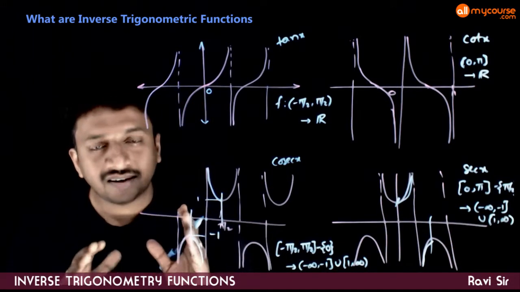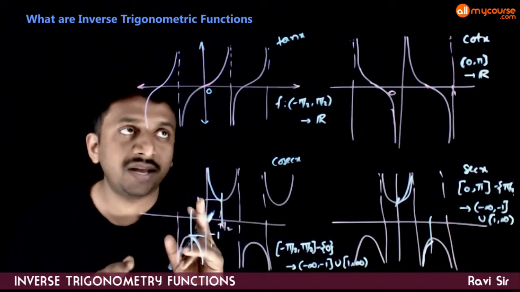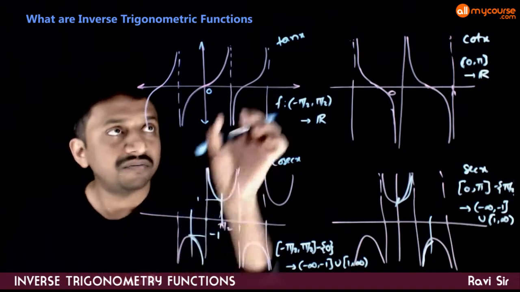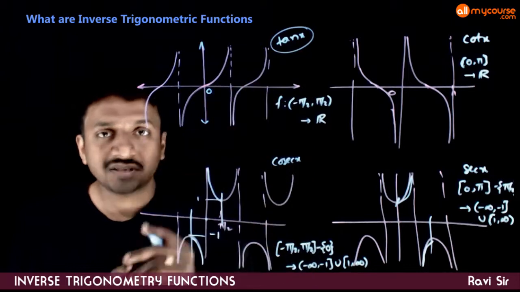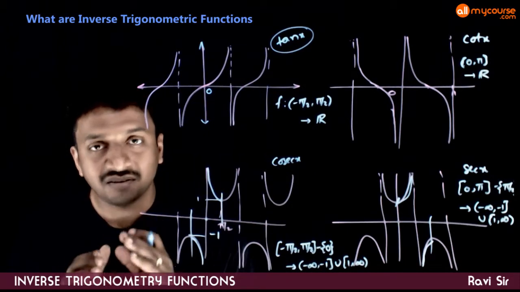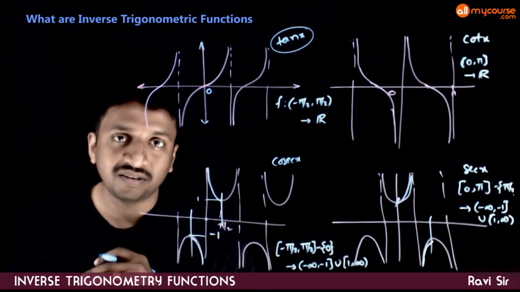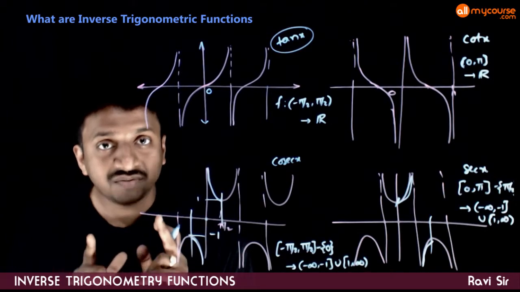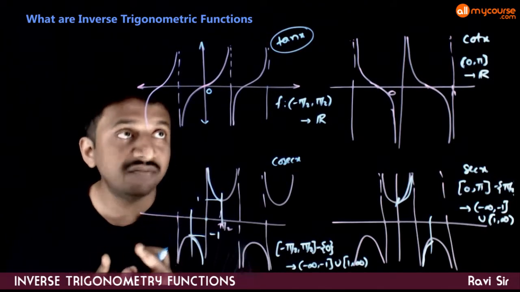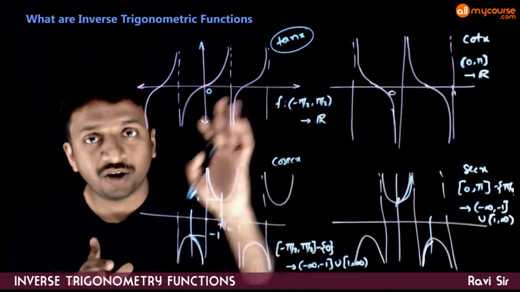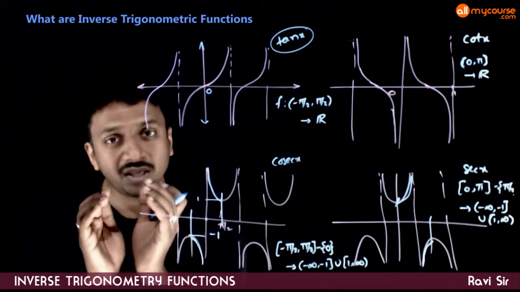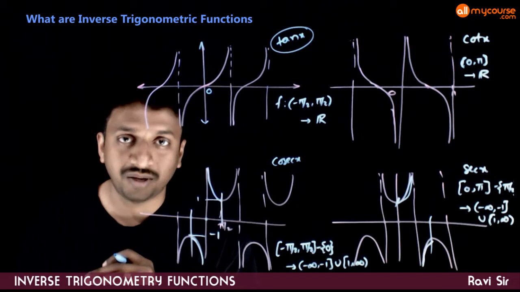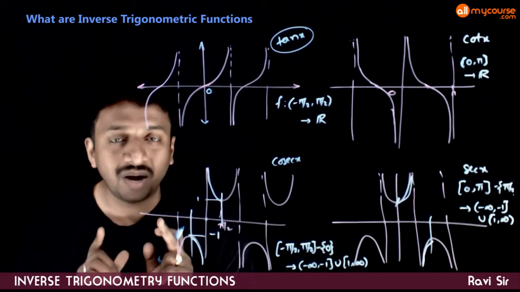So these are the restrictions of the domain and range for the trigonometric functions under which the inverse can be defined. The functions sine inverse, cos inverse, and so on are inverses of the trigonometric functions only within those domains and codomains. So this is what you need to understand clearly.